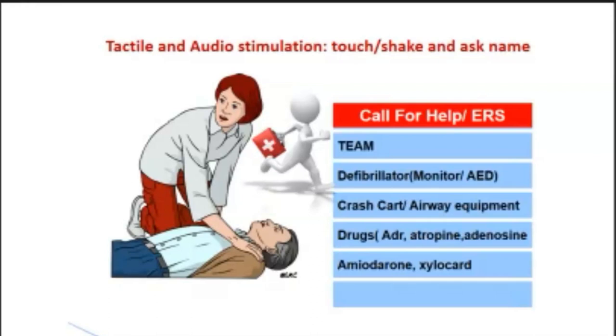So we need help: code blue, for getting the ACLS team, for getting the trained BLS team, for getting a defibrillator, for getting cardiac drugs, for getting intubation. Which ward has everything ready? In 30 seconds, everything will be there. Is it in thought or in the air?